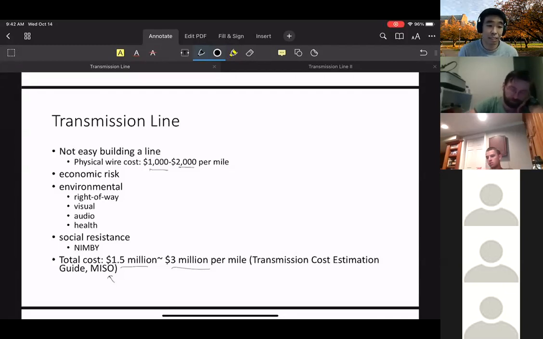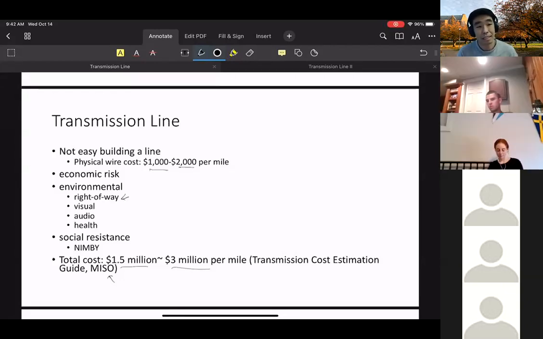So there's a right-of-way. It's something you may not think about from an engineering perspective, but it means, do I own the land under the transmission line or not? And this costs you a lot of money. Try buying 1 mile of land and saying, I'm going to build a transmission line on top of it. Think about how much money that will cost.